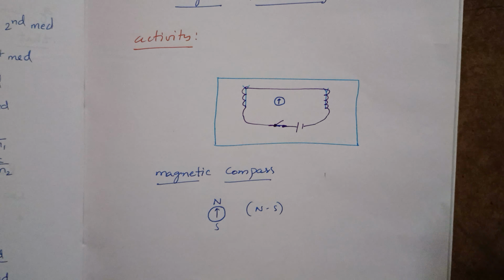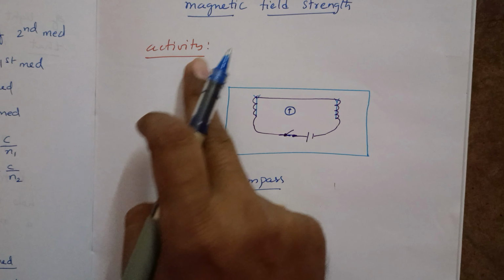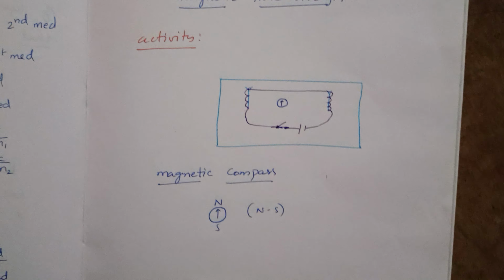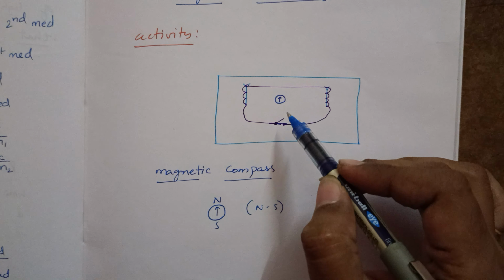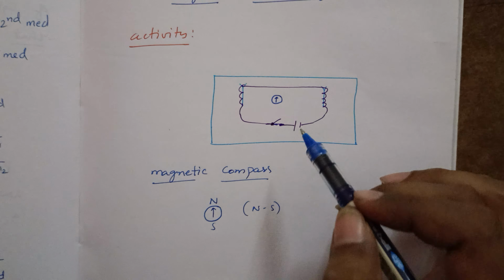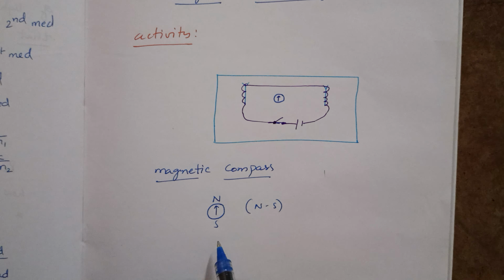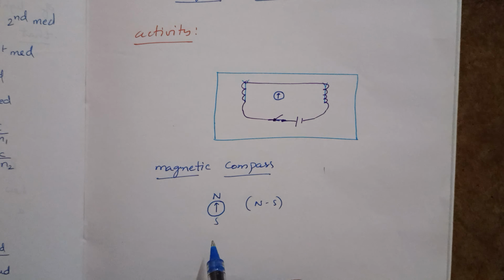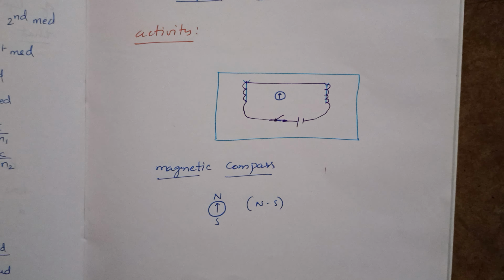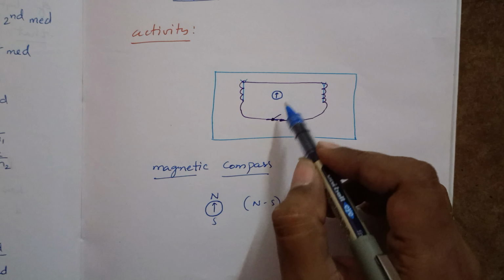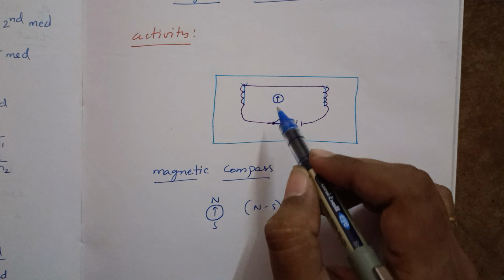Whenever we switch on, electric current will flow through the wire. Remember that there is no magnet near the compass. We won't expect any deflection here, because there is no magnet. If we keep any magnet near the compass, it will deflect. Otherwise, it will simply show the north-south direction of the Earth because of the directive property.